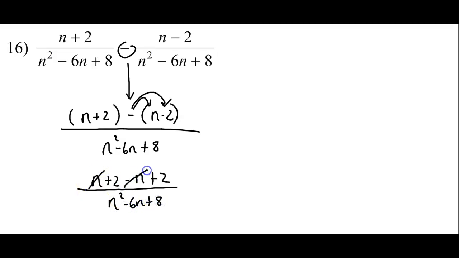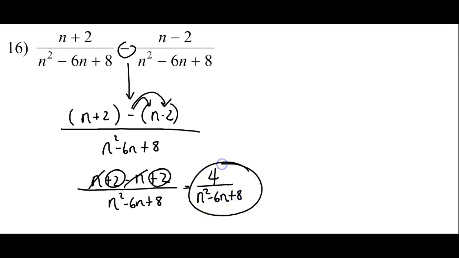So the ends are going to cancel out, but the 2's combine to make 4. And that's that.